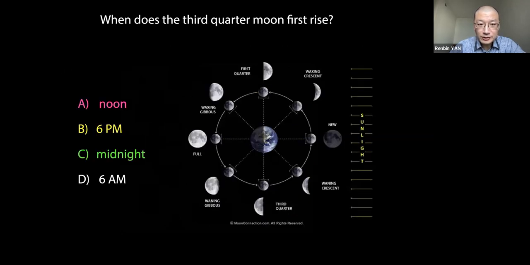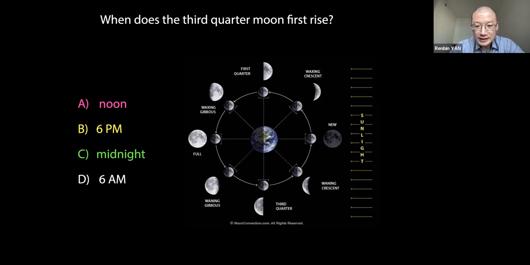Here is a harder question. When does the third quarter moon first rise? Let me give that a try to see if you can figure this one out. Now you not only have to think about where is the third quarter moon. Actually, this picture gives you that. But you also have to think about, when do you see the third quarter moon on Earth?